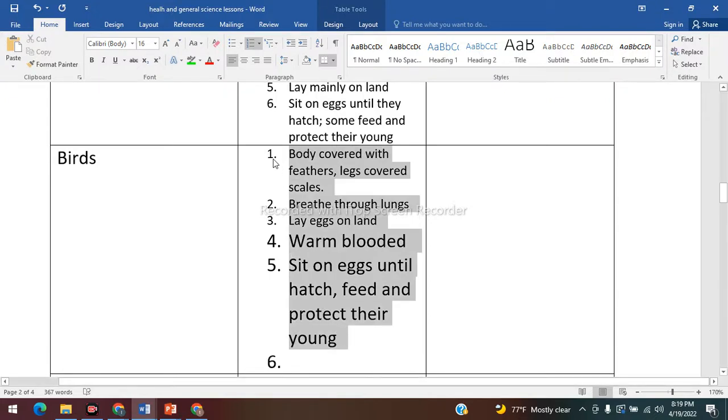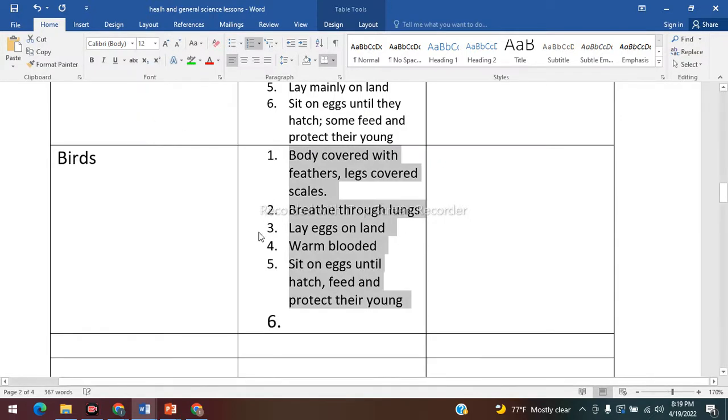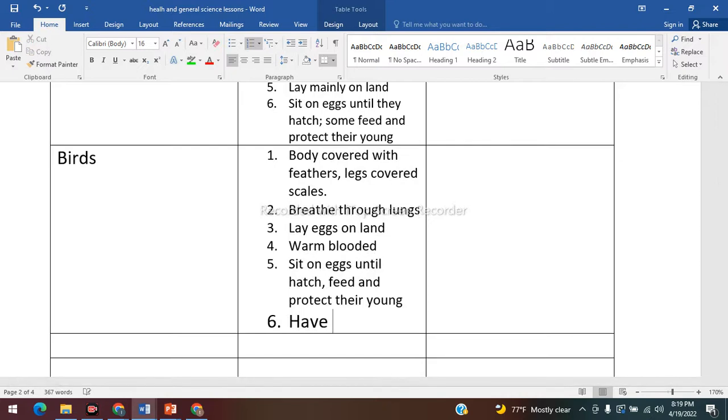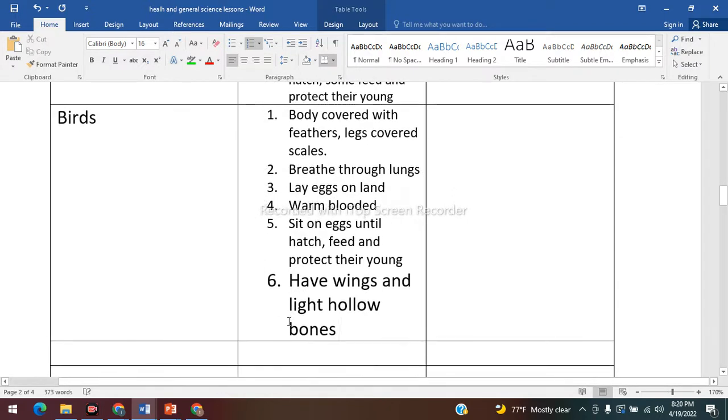And they have what I really would like to have, but we don't have it unfortunately until we get to heaven. Wings. They have wings and light bones, so it's easy to break them.